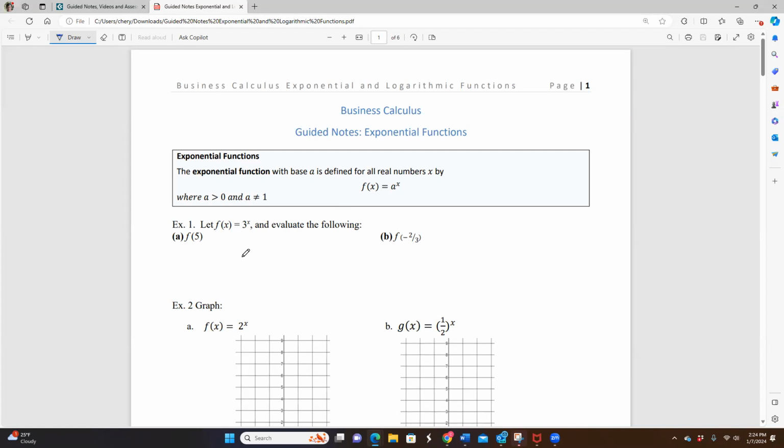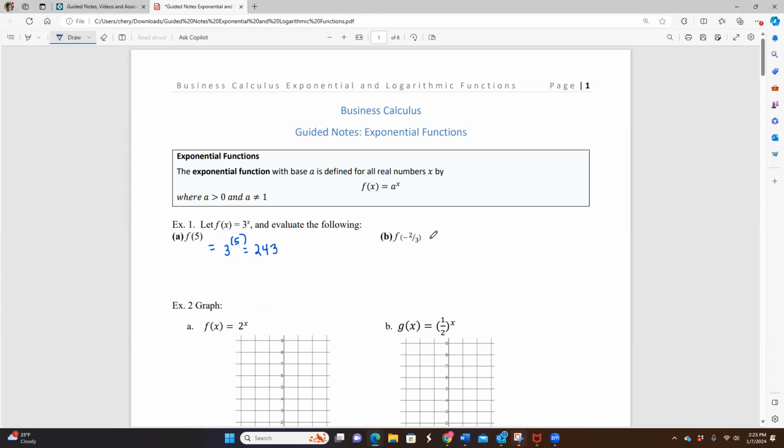In example 1, it says, let f of x be 3 to the x and evaluate the following, f of 5. Here, of course, it wants to substitute a 5 in for x, so we'll find out what 3 to the 5th is. And 3 to the 5th is 243.